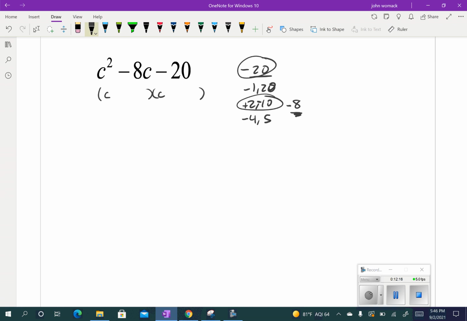Okay, so I found the combination that when I times them, gives me a negative 20. They have to have opposite signs. But when I add them, they give me a negative 8. So it's a plus 2 minus 10.